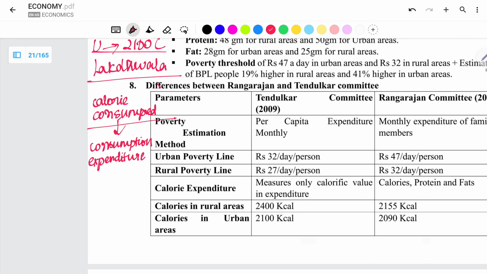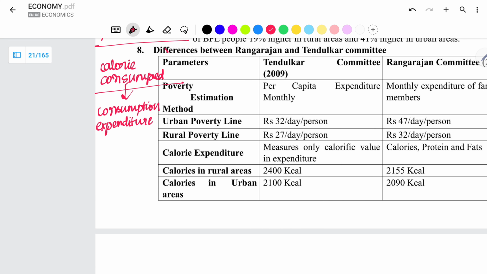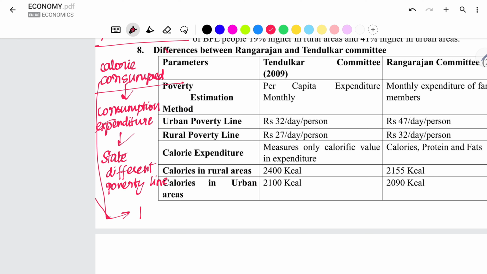Based on these calories, we are going for the consumption expenditure. Right. So when we are going for consumption expenditure, states are going to have different poverty lines because every state eats differently. And when the calorie consumed is consumption expenditure, we are going for a basket of commodities.